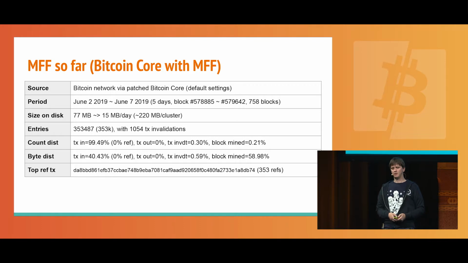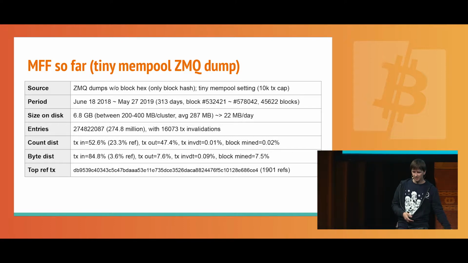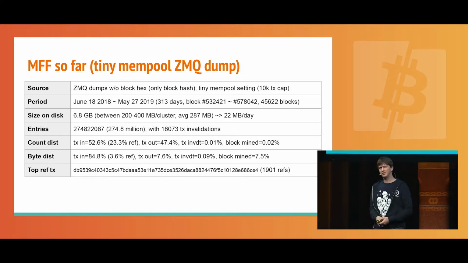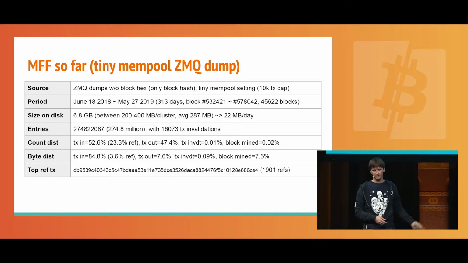So I have three examples of me testing this tool. The first two are not real recordings. I have a bunch of ZMQ dumps. Whenever a transaction comes in, it stores the transaction. Whenever a block is mined, it stores the block hash to a big text file. And I have backlogs of that from last year. As you can see, June 18th, 2018. So I have two examples, a tiny mempool and a bigger mempool. And the only reason I'm showing the first one here, the tiny mempool one, is because it's the one that's been running the longest. Creating these from ZMQ dumps takes a lot of time.